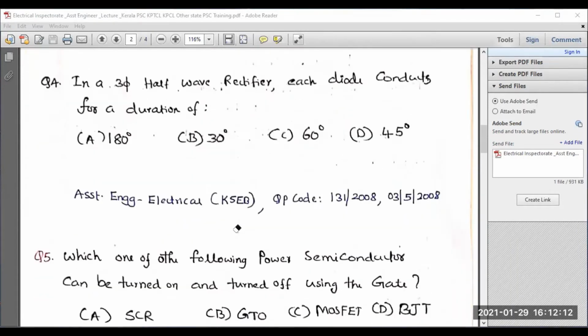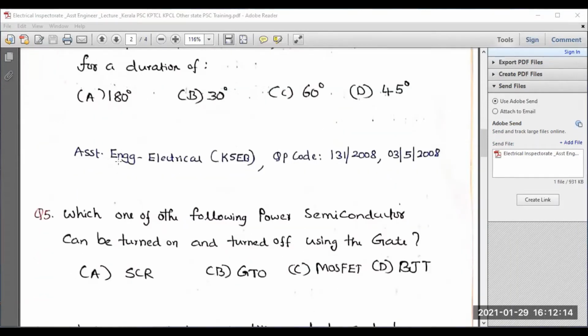This I have chosen from the Assistant Engineer Electrical examination. The question paper code and date have been mentioned very clearly. Moving on to question number 5. Which one of the following power semiconductors can be turned on and turned off using the gate? For SCR, we know we can only turn on by providing the gate current. MOSFET is a voltage control device. Anyway, you have to provide a suitable gating pulse. For BJT, you have to provide continuous base current. Then only BJT will be turned on.